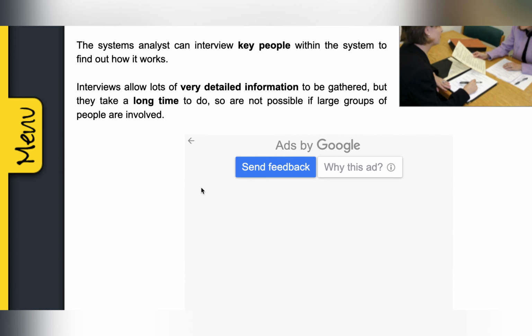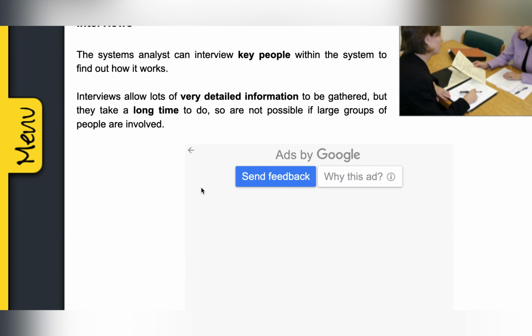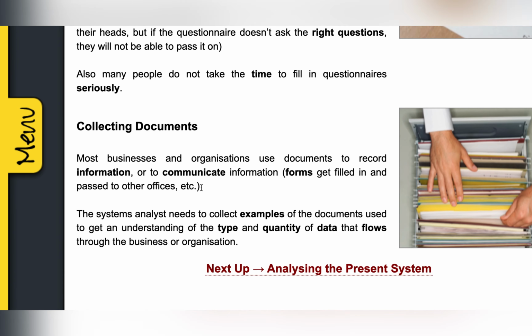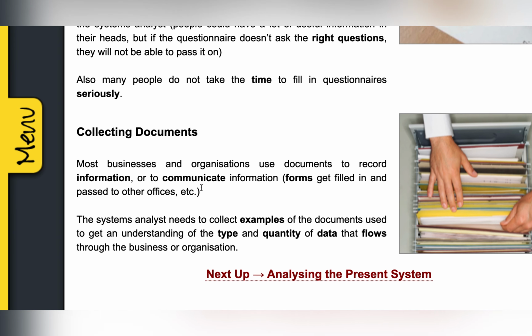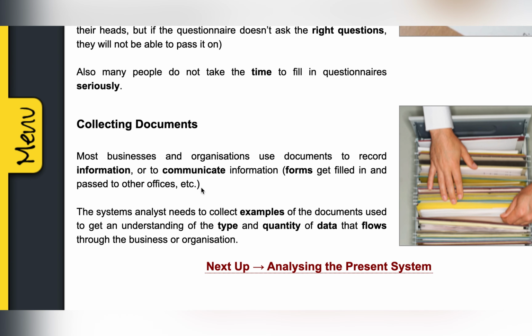So these are some ways we collect information. Another way is collecting documents. Most business organizations use documents to record information. They use documents like files and folders. Most businesses and organizations use documents to record information or to communicate information.